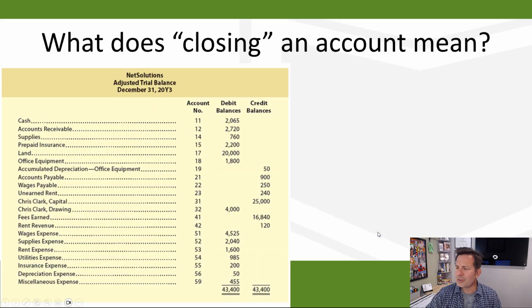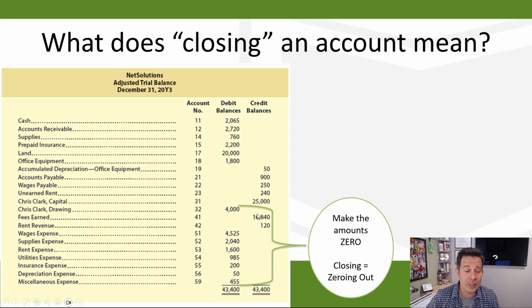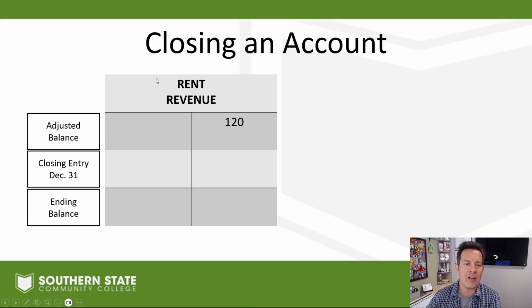And so I've said closing a few times. What the heck does closing even mean? Well, we look at all those accounts right there. They all have balances in them. Closing simply means we're going to zero them out. We're going to make the account balances zero. And the way we do that is by making a journal entry that does the opposite of whatever the balance is. And so what I mean by that, take that rent revenue account right there.